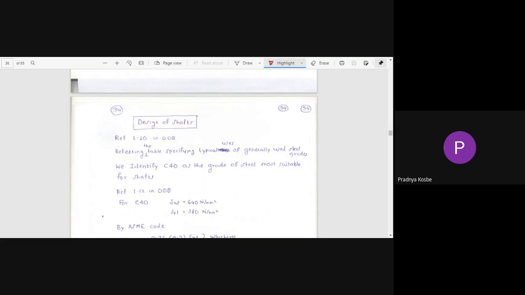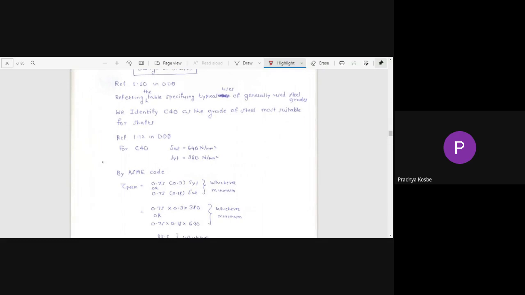Then after the design of a gear, after deciding the heat treatment, next we'll mount these gears on the shafts. So the next part will be the design of a shaft. So from table 1.10 of the design data book, referring to the table specifying typical uses of generally used steel grades, we will identify C40 as the grade of steel most suitable for the shaft.